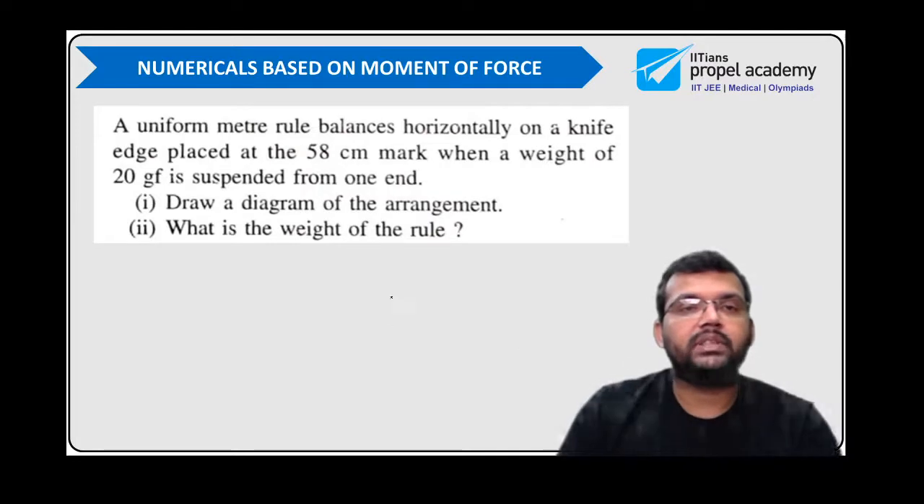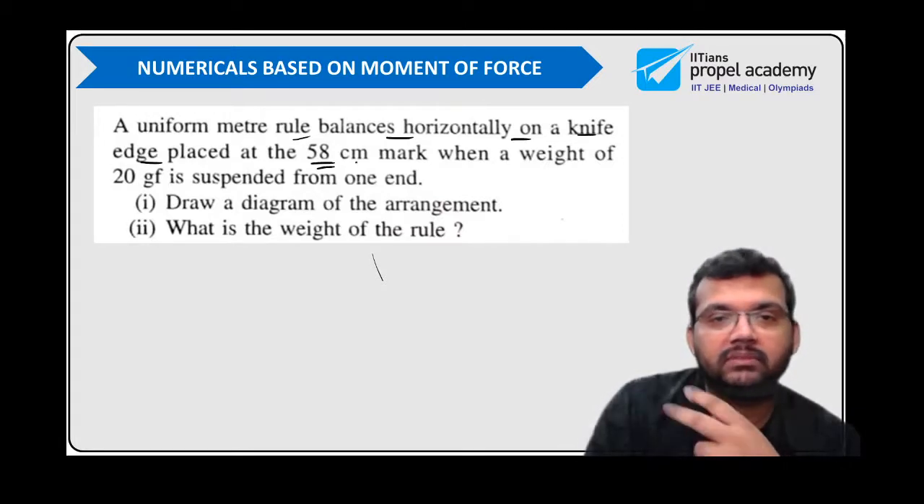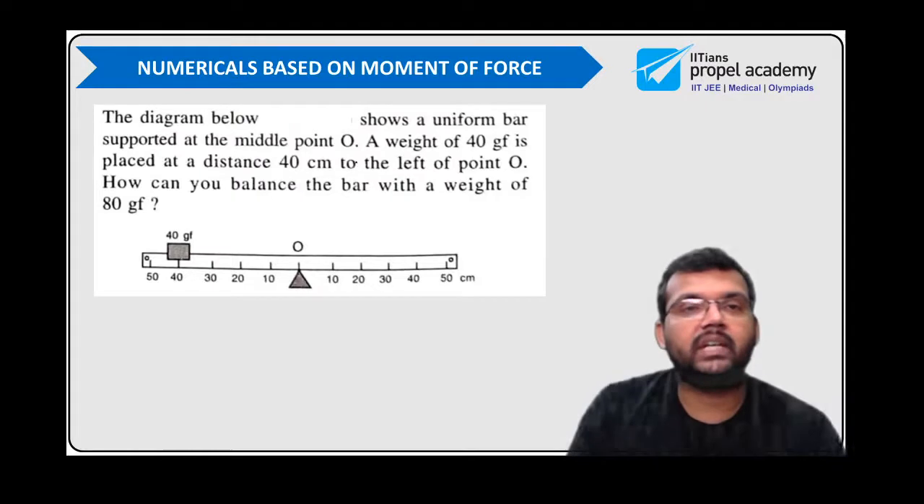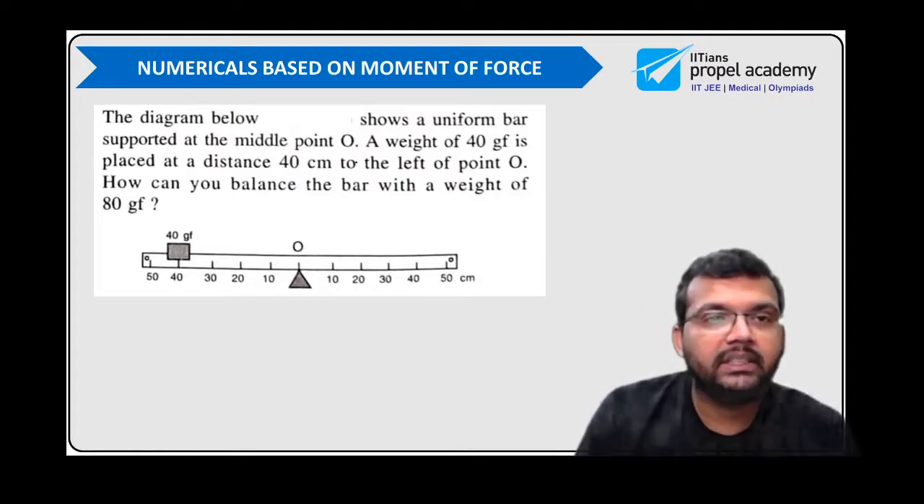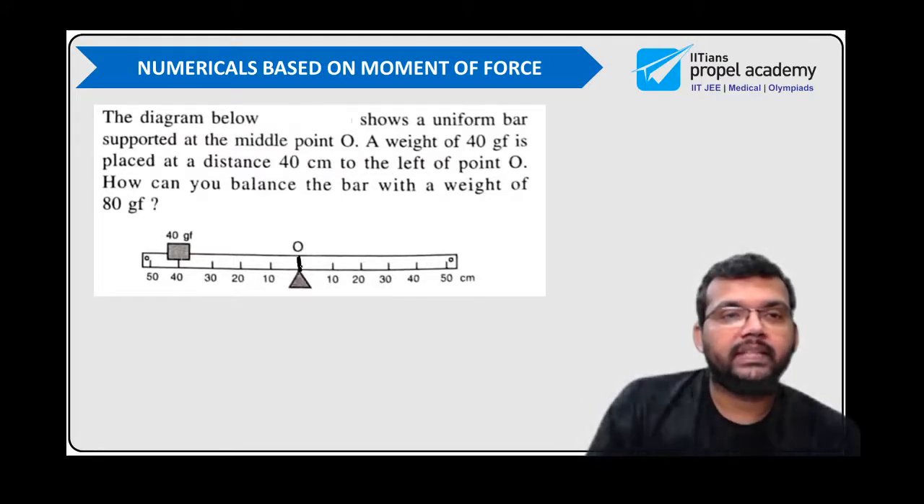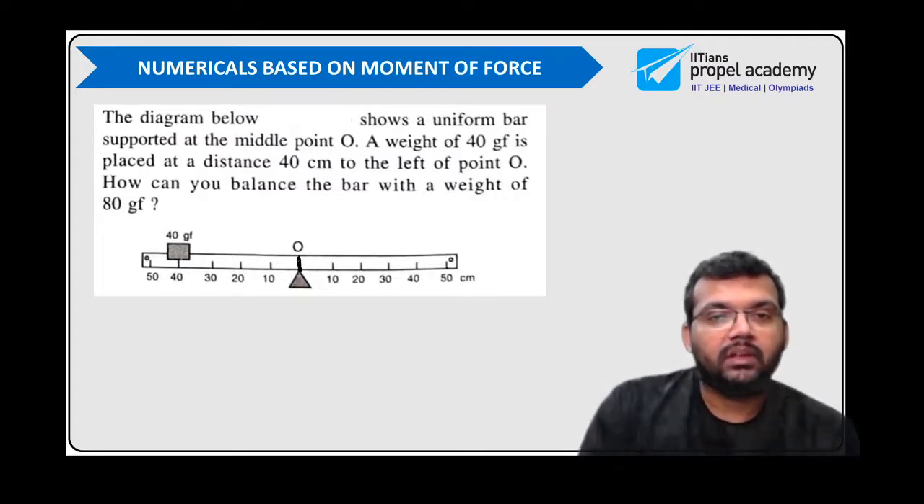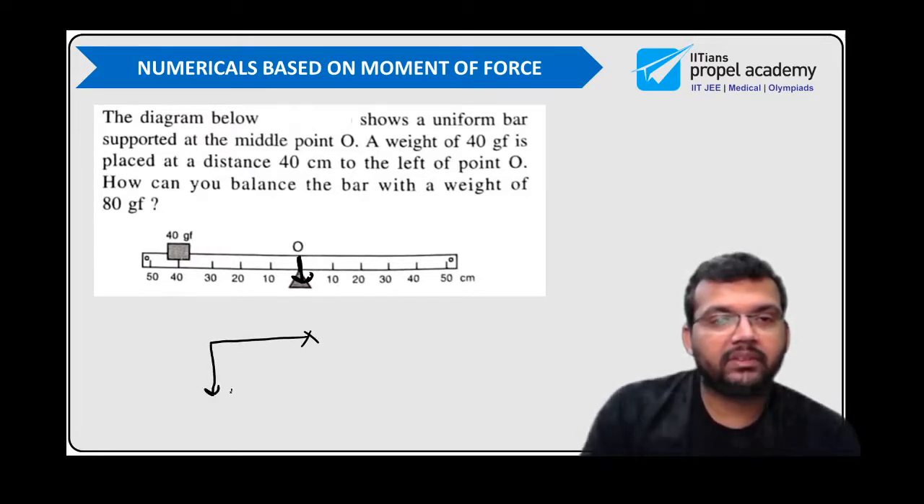Let's do one more question. The diagram below shows a uniform bar supported at the middle point O. A weight of 50 GF is placed at a distance of 40 centimeters. How can you balance the bar with a weight of 80 GF? Now, the weight of the bar acts exactly at the middle here itself, so it will not affect. So from the point of rotation, we have 40 GF at a distance of 40 centimeters.